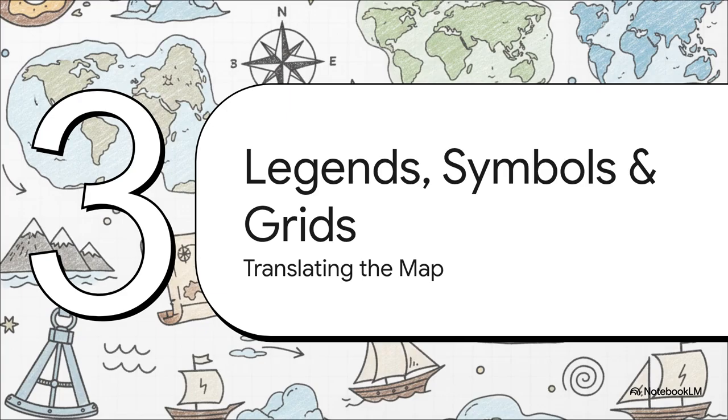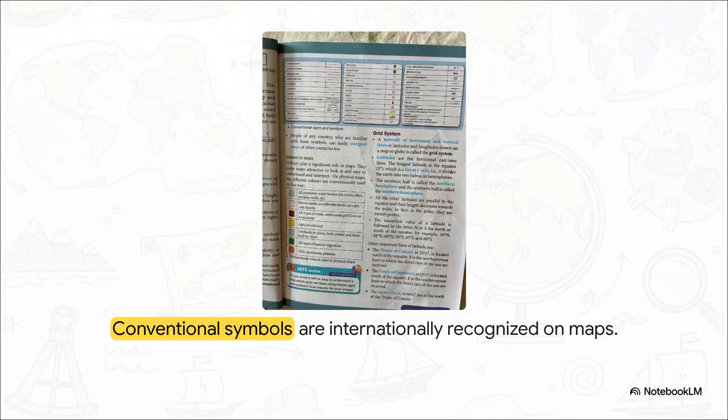Which brings us to Section 3, legends, symbols, and grids. Time to translate the map. Every map needs a translation dictionary. And what's honestly so amazing about cartography is that it acts as a global language. These colorful little symbols and signs are recognized internationally by convention. Universally accepted colors act as a quick visual shorthand. For instance, blue for perennial water bodies, brown for mountains and hills, and green for natural vegetation.